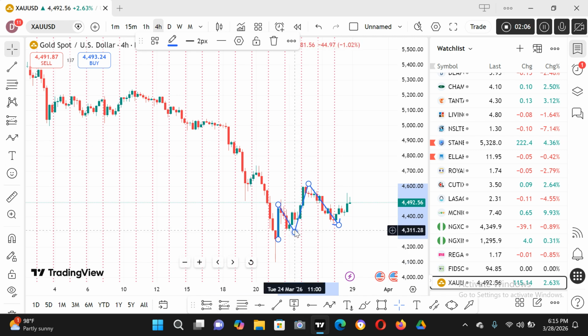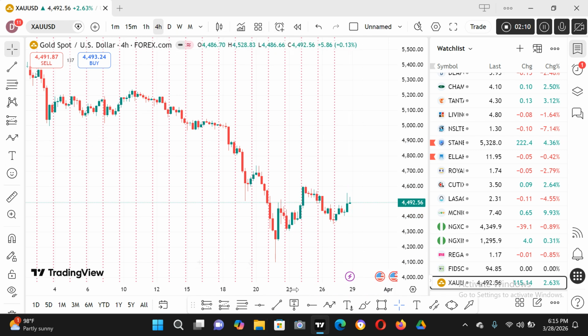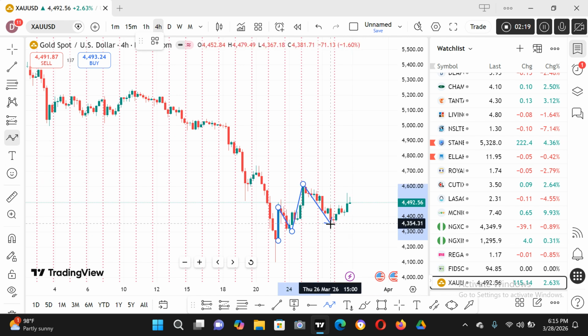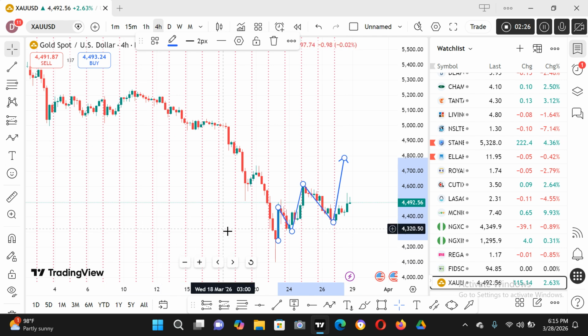Let me demonstrate it again for the benefit of clarity. So this is the origin of the trend here. This is higher high, higher low, higher high, higher low here, higher high. We are expecting higher high, something like this. So it's as simple as that.